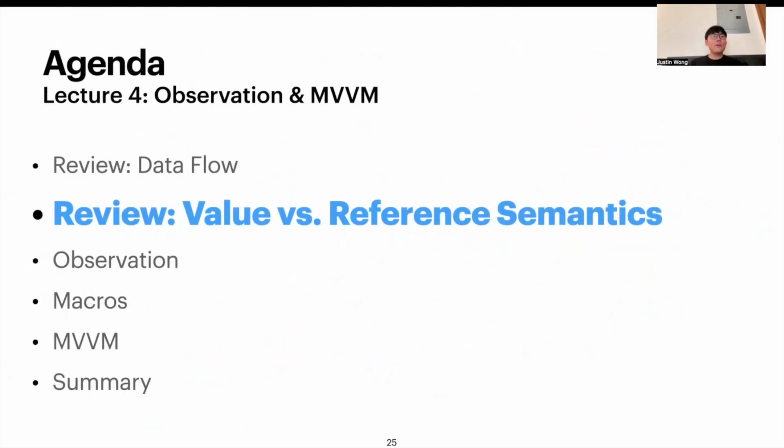All right, so that's a quick review of value versus reference semantics. Now let's talk about what observation is.